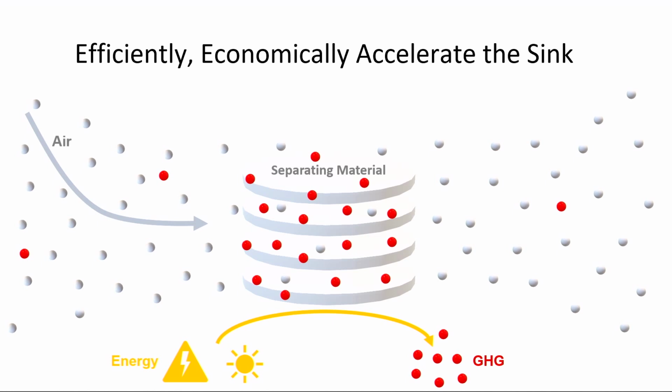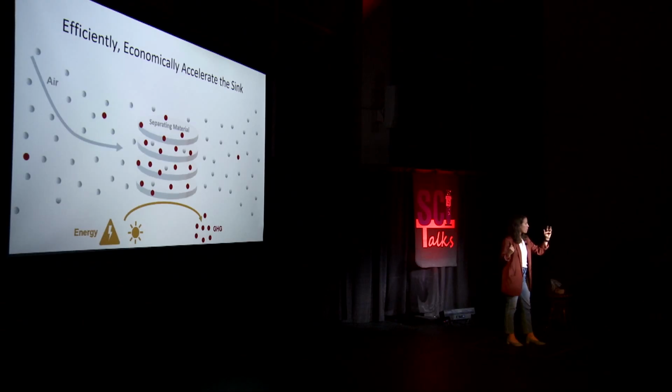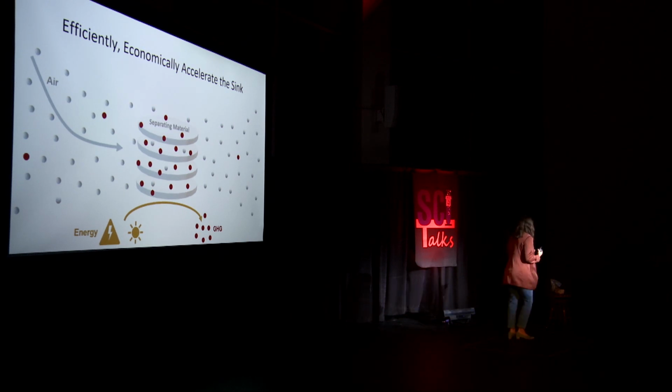The first thing that's really helpful is if we can take that greenhouse gas, which is still very dilute in the atmosphere, roughly every 4 out of 10,000 molecules is a carbon dioxide molecule. And we want to be able to trap it. And the way we trap it is we put a material into the air.